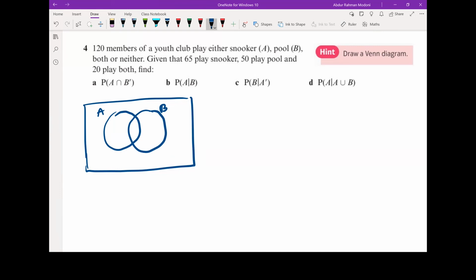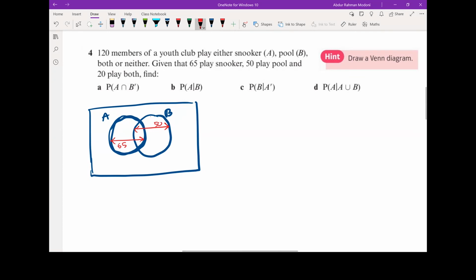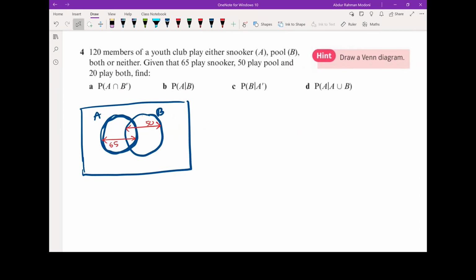Given that 65 play snooker, that means that the circle A should contain a total of 65. So what I'll do here is indicate that everything from there to there, that whole thing is 65. And then it goes on to say 50 play pool. So that means all of this here, the whole circle B, should contain a total of 50. And 20 play both means the area inside here is 20.